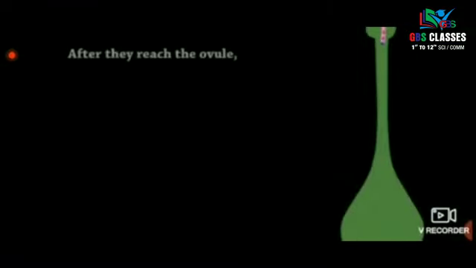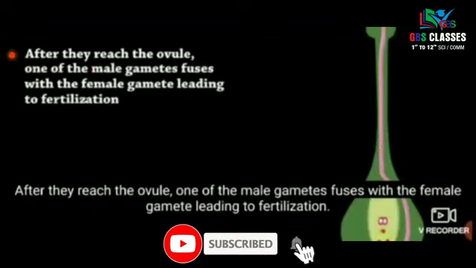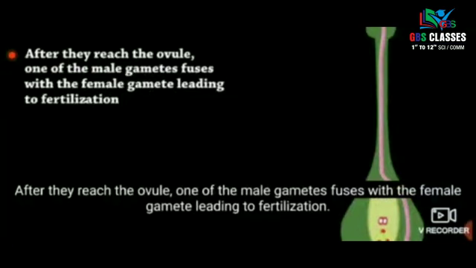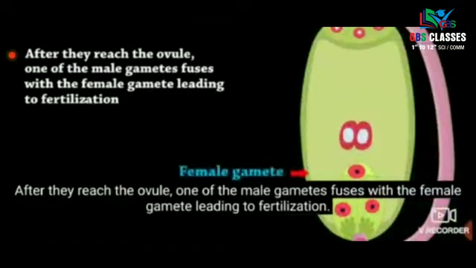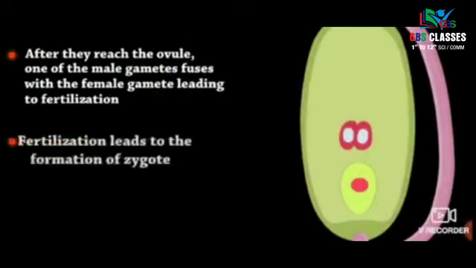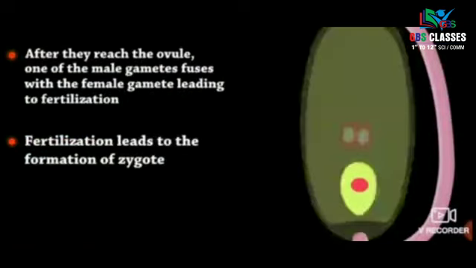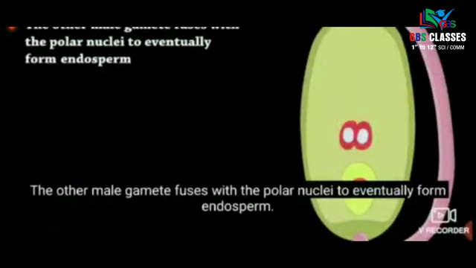through the pollen tube, and the male gametes are further transferred into the ovule. One of the male gametes fuses with the female gamete, and in this way it reaches the ovule and gets fertilized. This is the picture of how the female gamete is fertilized, and after one of the male gametes reaches it, fertilization occurs, and fertilization leads to the formation of the zygote.